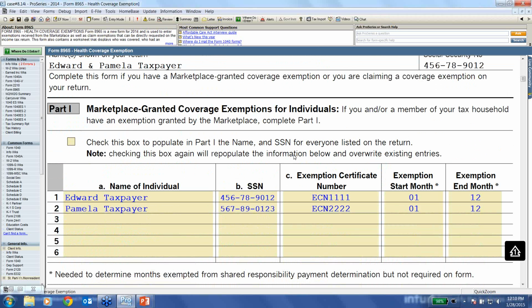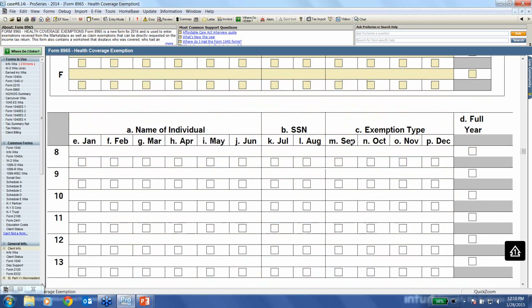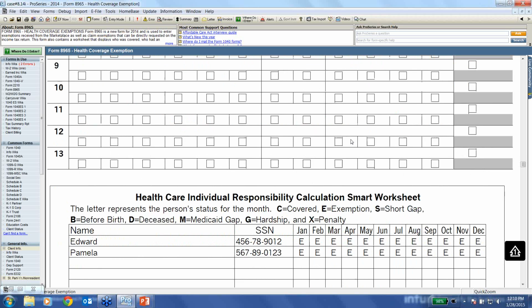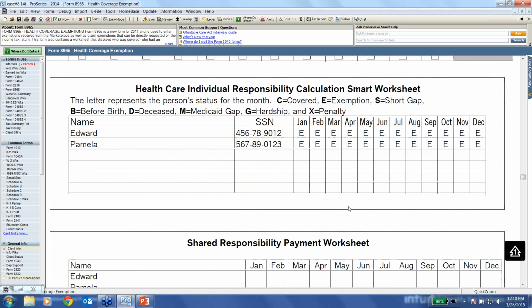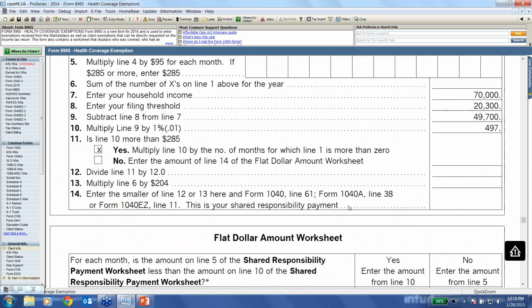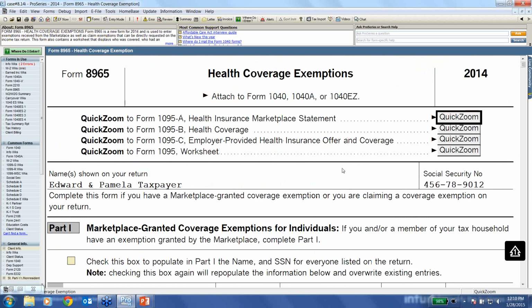So we have Edward and Pamela, punch in their SSN, exemption certificate number, the month that they apply. Here it's going to be the full year. We scroll down to the penalty calculation, and we find that they're exempt for the full year and consequently no penalty. So that's the first type, and that gets reported on Part 1 of 8965.